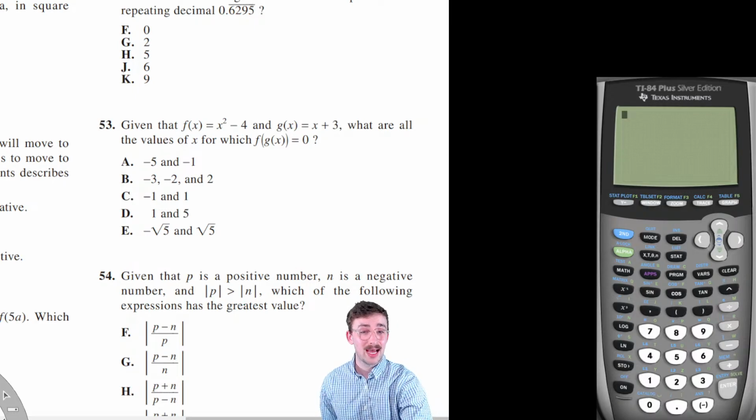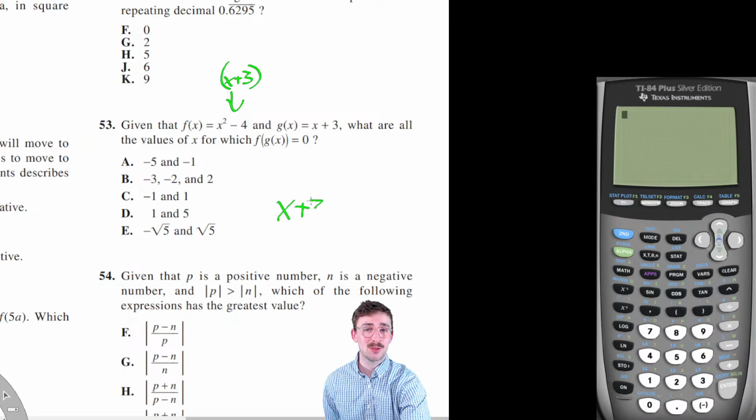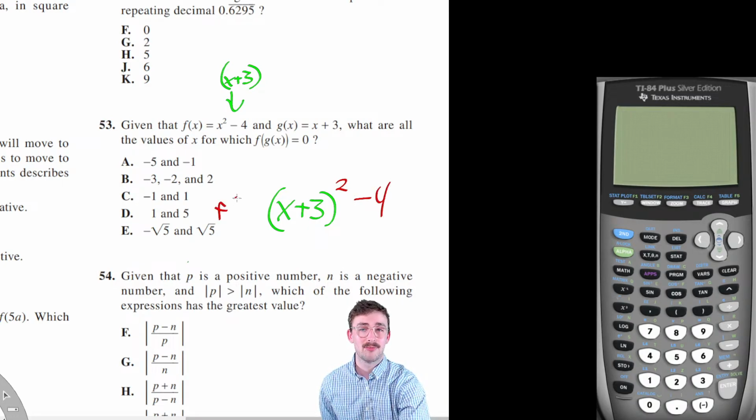F of g of x means that wherever there's an x in f, we're going to plug in x plus 3. So it's really not even that bad of an equation to composite. It's going to be x plus 3, and then I'm going to color code this a little differently. X plus 3 squared minus 4 is what f of g of x equals.